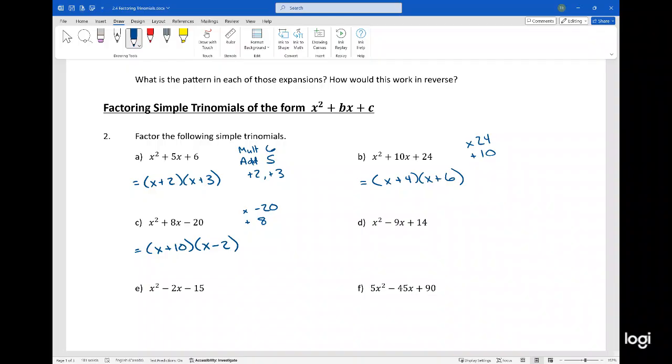Ten minus 2 gives me 8 when I add them. 10 times negative 2 gives me negative 20 when I multiply them. So again, use the signs of the things you're multiplying and adding to tell you roughly where to start.